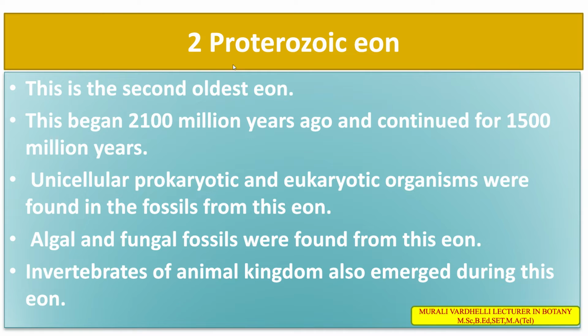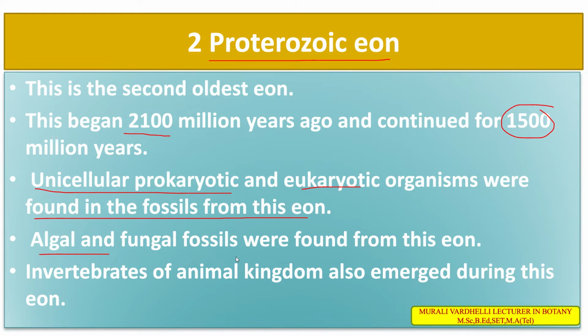The second one is the Proterozoic eon. This Proterozoic eon is the second oldest eon. It began 2100 million years ago, and it continued for 1500 million years. In this Proterozoic eon, life forms were first formed. First unicellular prokaryotic, and after that unicellular eukaryotic organisms were found in the fossils from this eon. So this is the first eon to show the formation of life on the earth. After that, algal and fungal fossils were found from this eon, and invertebrates of the animal kingdom also emerged during this eon.